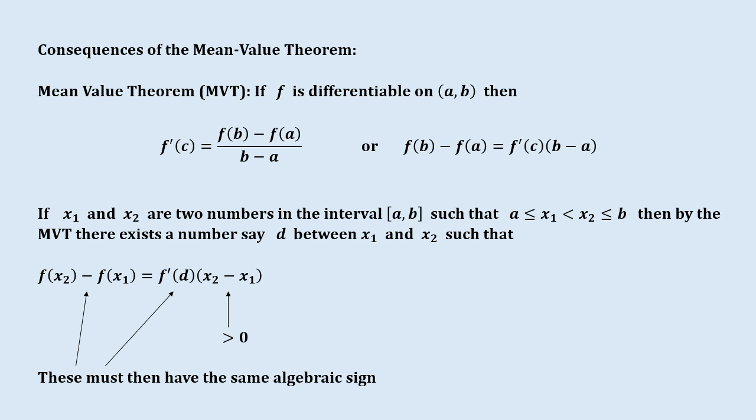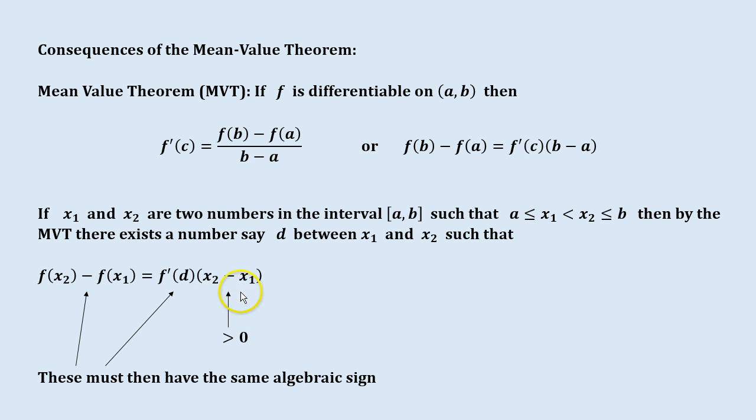Now we're going to look at any two given numbers between a and b. Call them x1 and x2. The mean value theorem holds over the entire interval a to b, and therefore it has to hold on the subinterval from x1 to x2. Therefore, the mean value theorem says there must be some number between x1 and x2, we're going to call it d, for which the statement of the mean value theorem holds, and I'm recasting it in the second format.